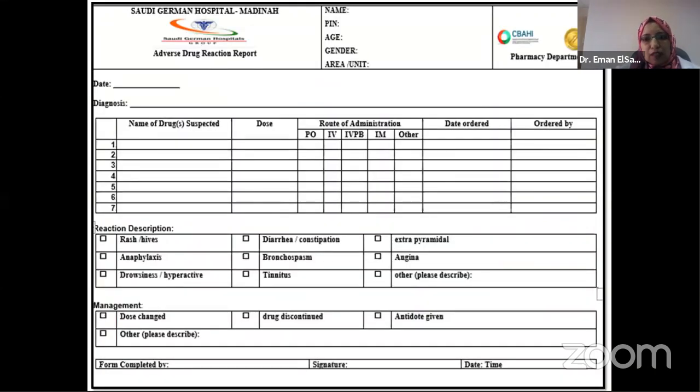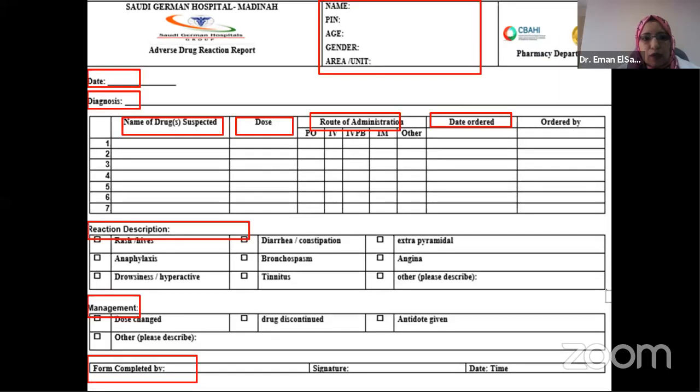This is an example of an ADR report for those who want to initiate the program in their organization. This is the important information that should be available. It's simple and direct, and you can add any points according to your organization. The date and the diagnosis of the patient should be available. Name of drug or suspected drug, dose, route of administration, date ordered. What is the reaction to be described? As we can see here, maybe it's rash, anaphylaxis, extrapyramidal, bronchospasm, angina. How did we manage it? Did we just change the dose? Did we just DC the medication? Was an antidote given or not?